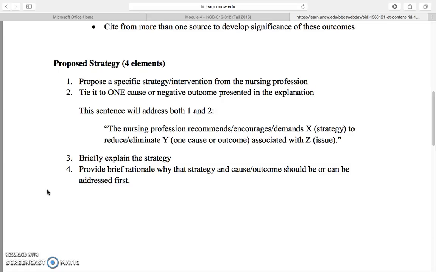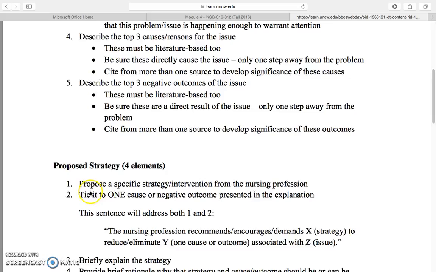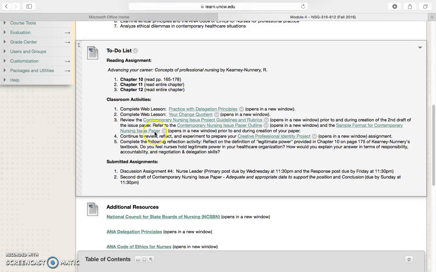So if you write to me in your paper that you would like to solve your problem with A, B, or C, you want to make sure that there's literature that says A, B, or C actually works. You cannot submit a paper to me that says this is the problem I want to solve and this is how it's going to be fixed with an opinion. It must be evidence-based. All right, so let's move on from that.